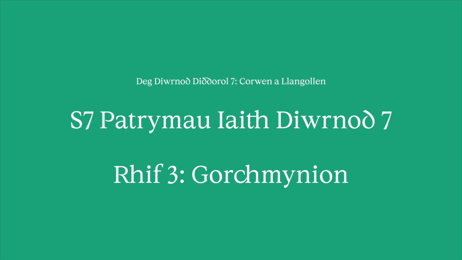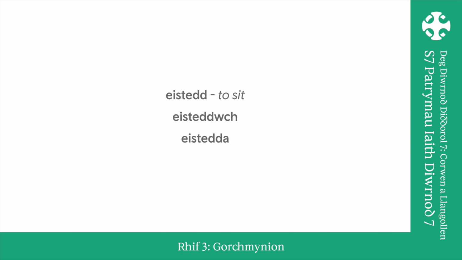Number 3. Commands. In Mynediad, you learned about commands. In Welsh, when giving someone a command or instruction, a special ending is needed. To make a verb into a command, you need the ending wch for chi or a for ti. Eistedd, eisteddwch, eistedda. This works for most words.